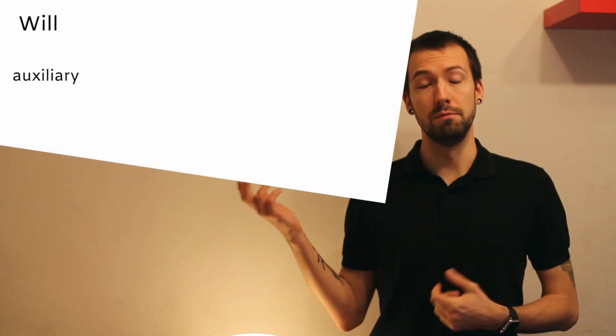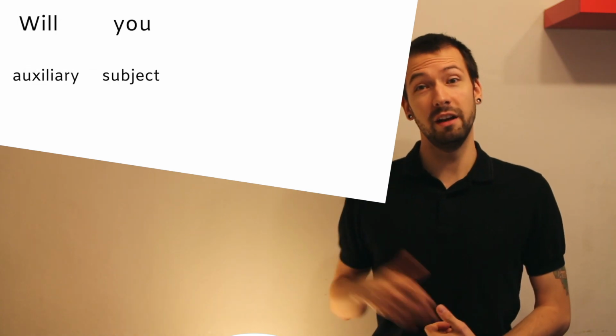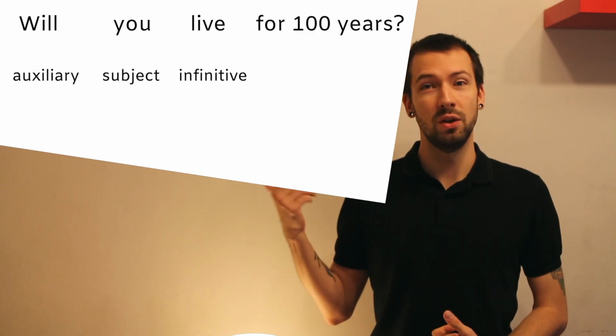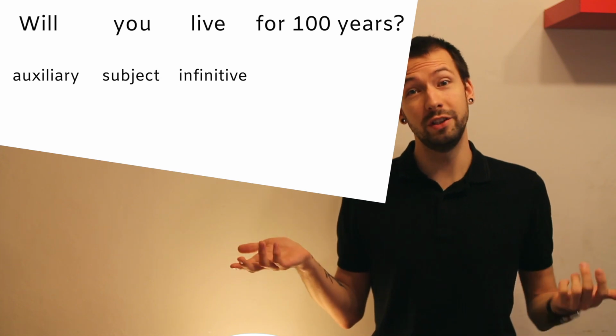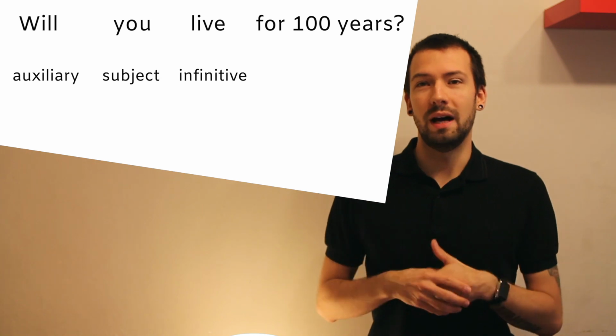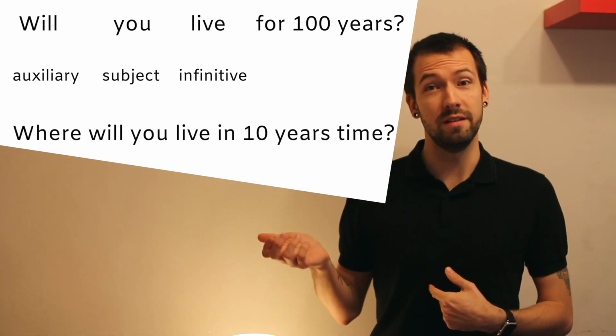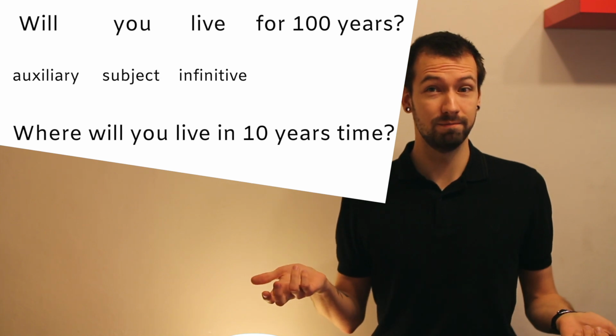And to create a question with will, we can follow our quasi or asi trick. So first, we use the auxiliary, in our case, the modal verb will, then the subject, you, and infinitive, live. Will you live for 100 years? Who knows? Or we can also add a question word, for example, when will you live in 10 years' time?